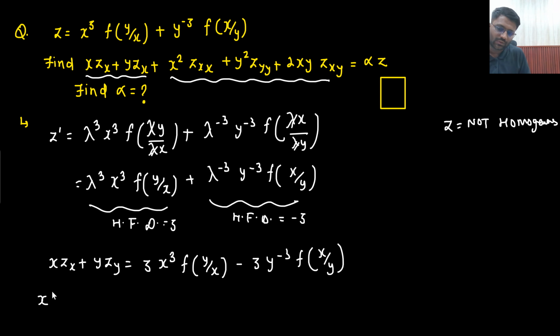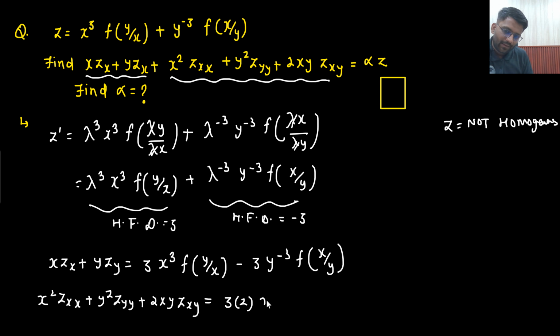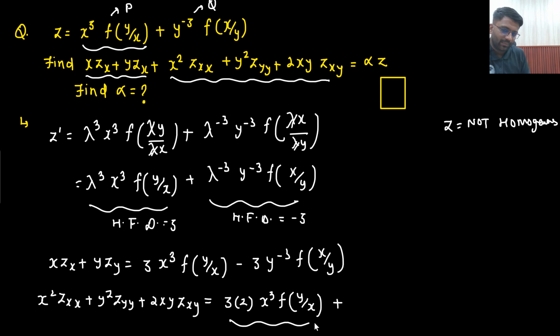And what about x square zxx plus y square zyy plus 2xy zxy? What will be the answer here? So, sir, n into n minus 1. Simply this minus 1. So 3 into 2 x cube f of y by x plus, because two functions are there. This is your function, let's call it function p, and this function is q. P and Q functions are there. So function p, here also there was a plus sign, but the value was minus 3. I hope you are able to understand this point.